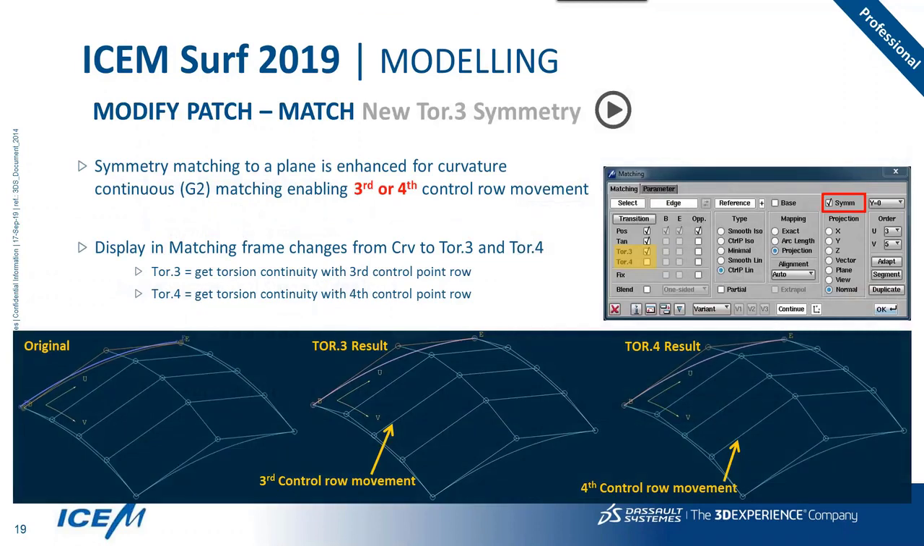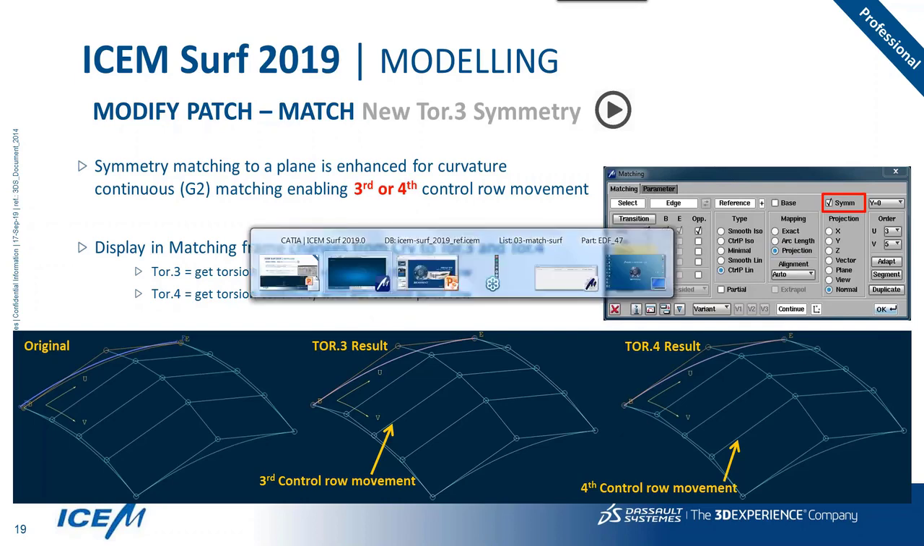So I made a reference to symmetry. So what we've done, you might have noticed it, we have these two options, TOR3 and TOR4. For the symmetry matching command, this is what they're for, this is where they apply. This gives you the choice to decide which control point row will be used for torsional matching. Okay, if you click the TOR3 box, that means it's going to move the third control point row. If you pick the TOR4, it's going to be the fourth one. Okay, so let me show you how that works.